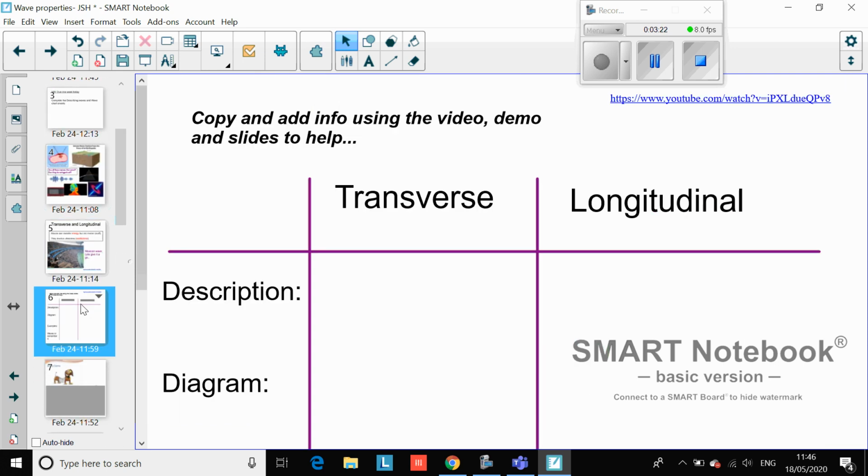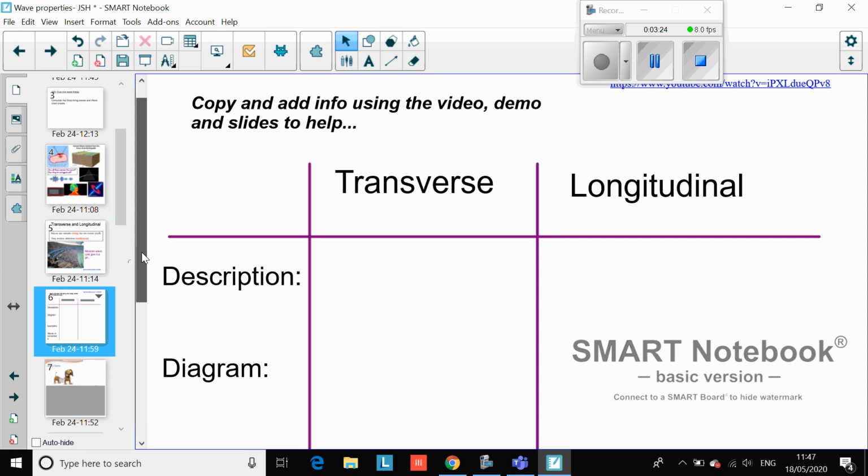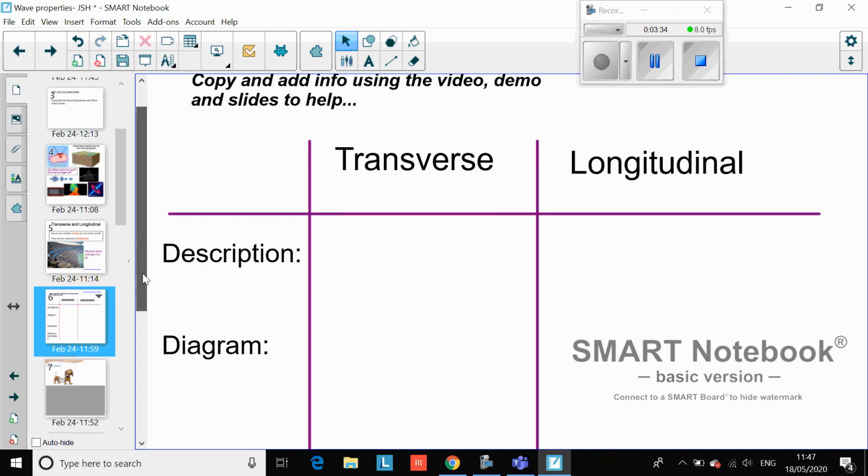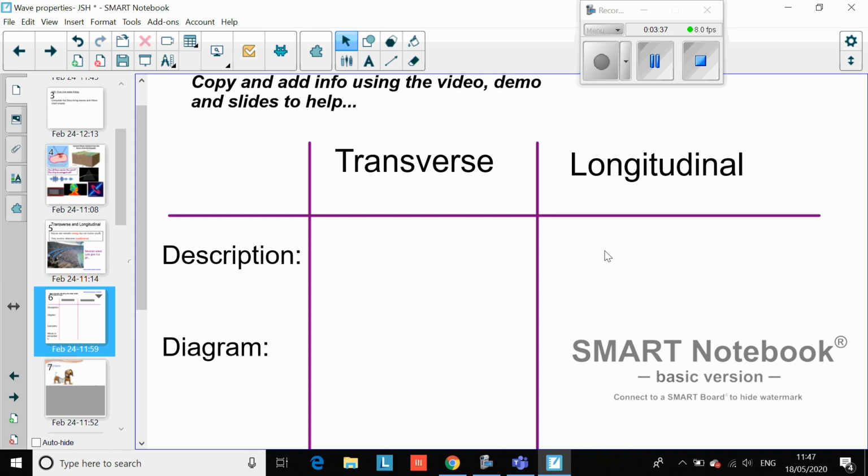So the first thing I would like you to do is, in the assignment, there is a copy of this video clip. Okay, I want you to click on that link, and then I would like you to pause this video and fill in this table. So you need to draw this table in your book. So a transverse wave and a longitudinal wave. So pause the video, please, and do that now.